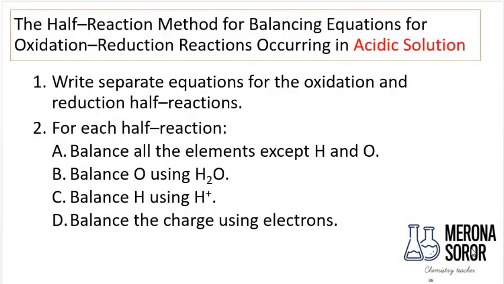The half reaction method for balancing equations for oxidation reduction reactions occurring in acidic medium. There are rules we have to apply to balance the reduction reaction equation in acidic medium. Number 1, write separate equations for the oxidation and reduction half reactions. For each half reaction, balance all the elements except hydrogen and oxygen. B, balance O using H2O. C, balance H using hydrogen positive ion. D, balance the charge using electrons.